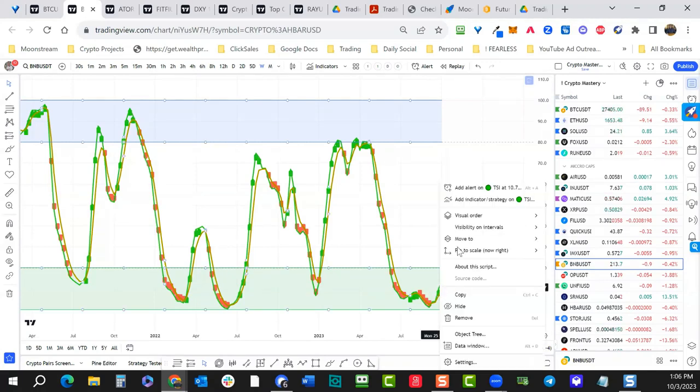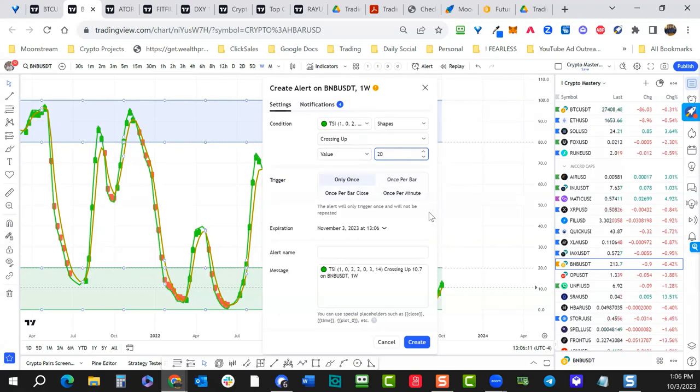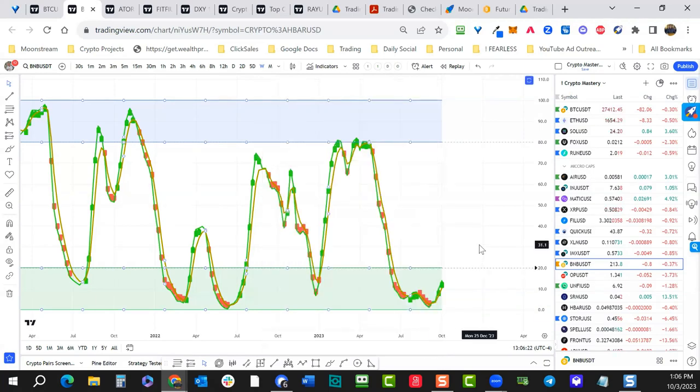Okay, and you can set alerts for that as well. So crossing up, my favorite one here, crossing up above 20, and just editing the alert, crossing above 20 BNB 1 week. I'll usually put it in the alert name, so when it does fire, you know why you're watching it.